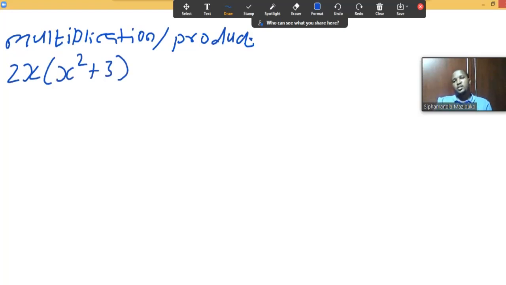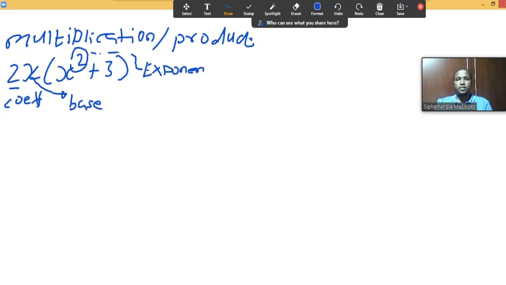So let's look at this problem here. We're saying that we want to multiply it out. Let's label this one as a coefficient. So this is our coefficient. And then let's look at x as our base here. So our x is a base. Then let's look at this 2 here. That 2 there is known as an exponent.